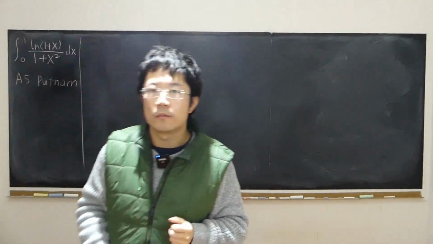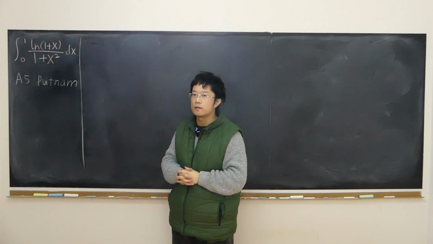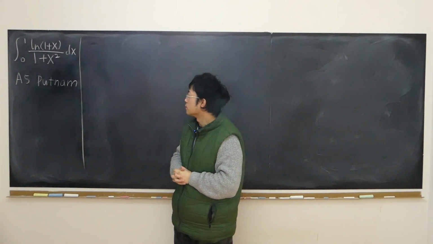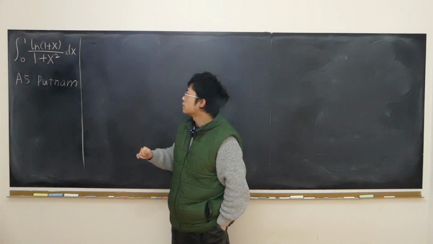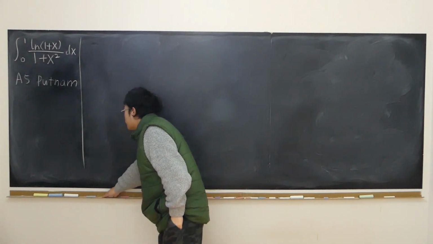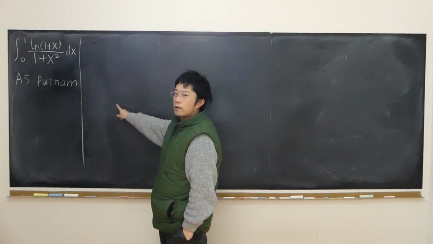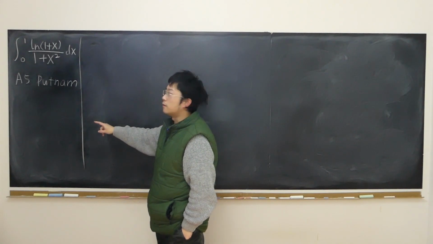This is a problem from the Putnam exam in some year. Don't forget the year. But this is an A5 difficulty level, meaning very, very difficult. Most difficult problems are A6 or B6. And for this problem, there is an elementary solution without using parametric integration or Feynman integration.